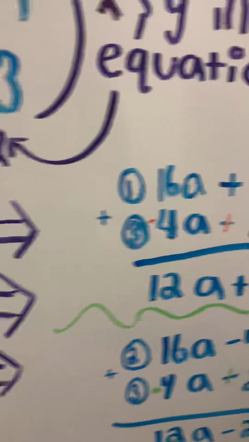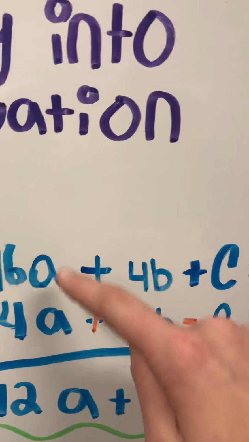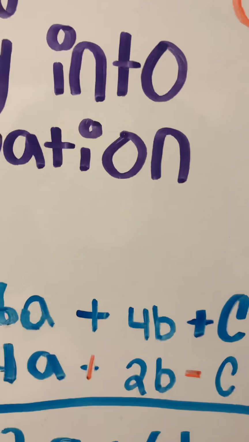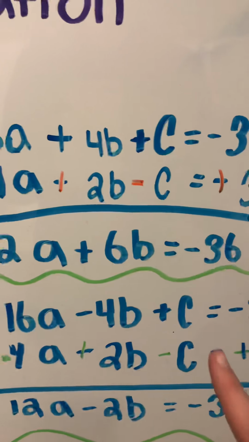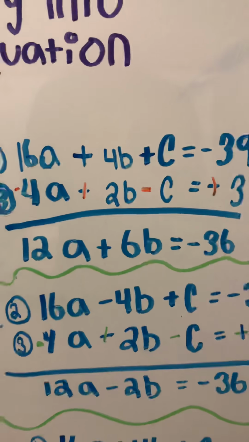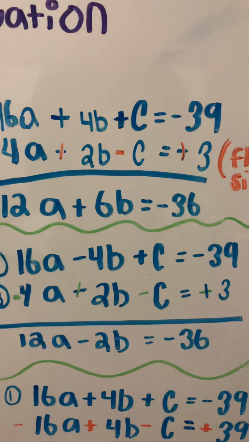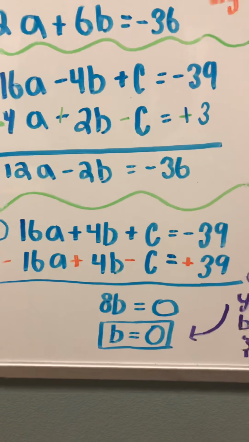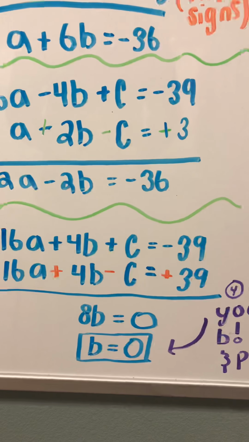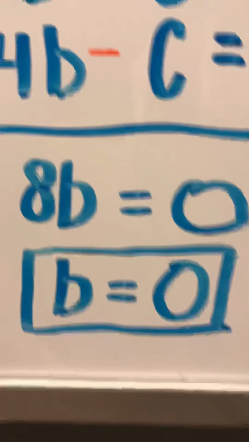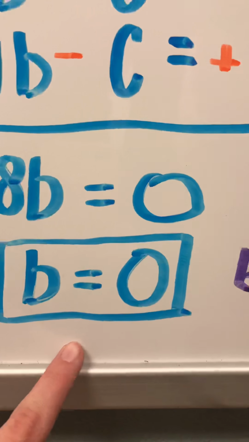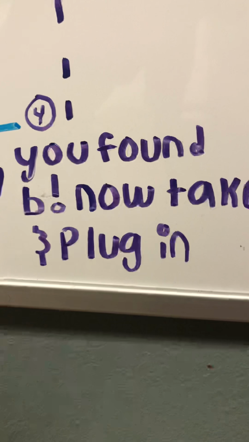So now, you take equation 1 and 3, and then you add them. But what you do is you flip the signs so that you have your equation, and you do this for 2 and 3, and you do this for 1 and 2, and then for the 1 and 2, you have an answer of b equals 0, and you now found b.